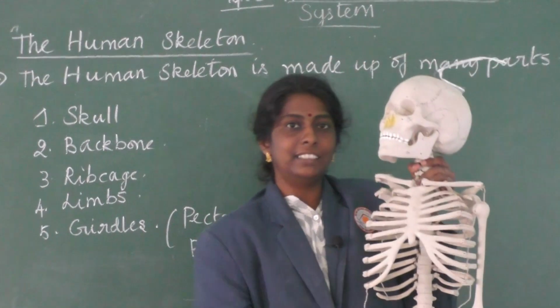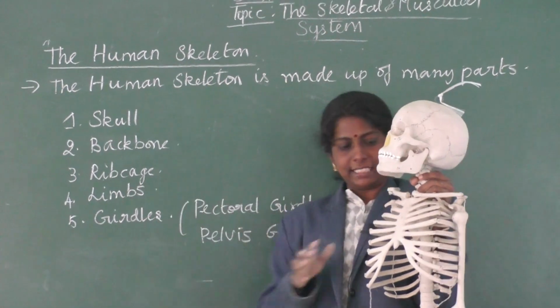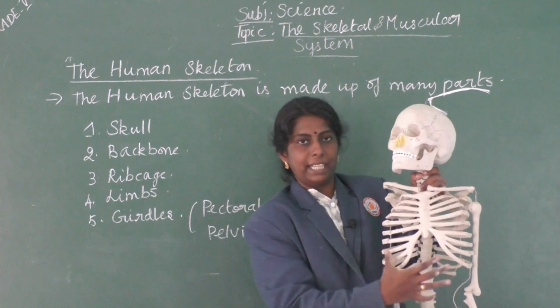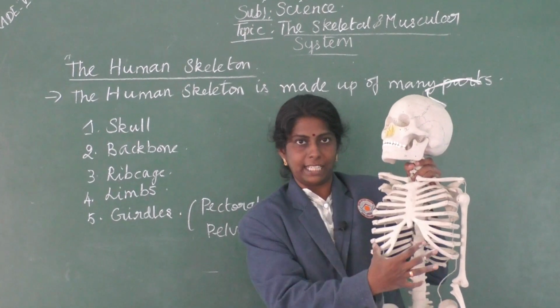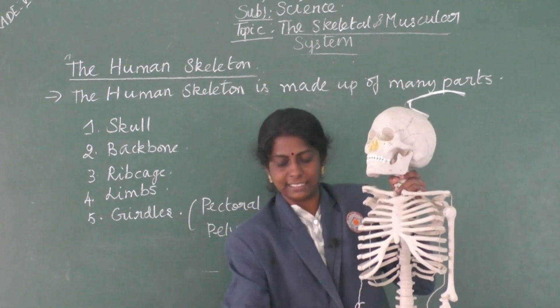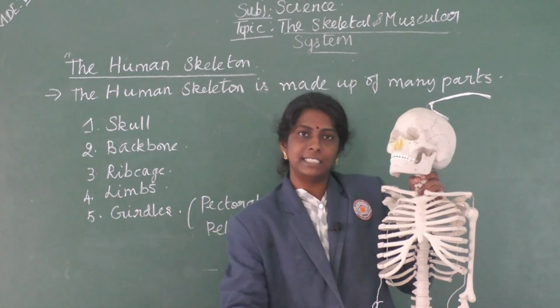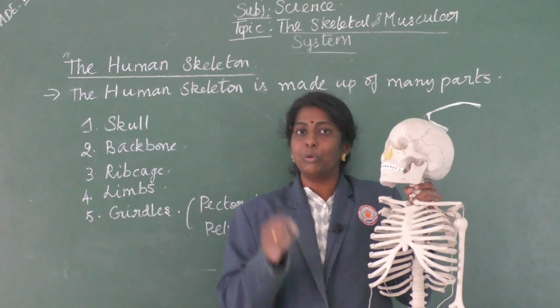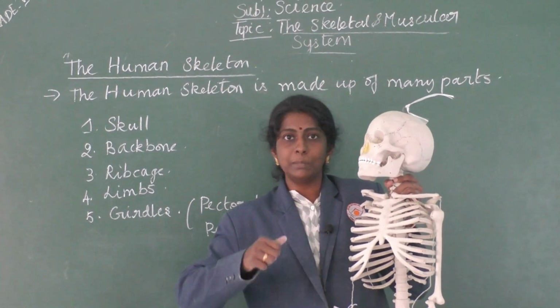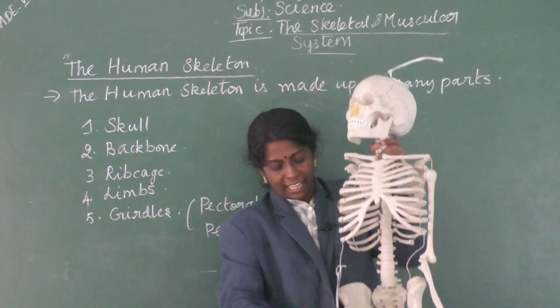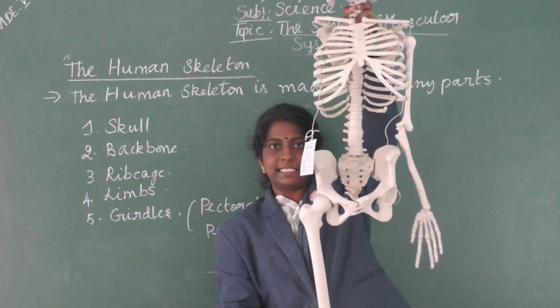And the third one is the rib cage, 12 ribs. The rib cage, the front part. Clear? Yes. Now the fourth part is the limbs. There are two different types of limbs, forelimbs and hind limbs. Forelimbs act as arms, and hind limbs act as legs.